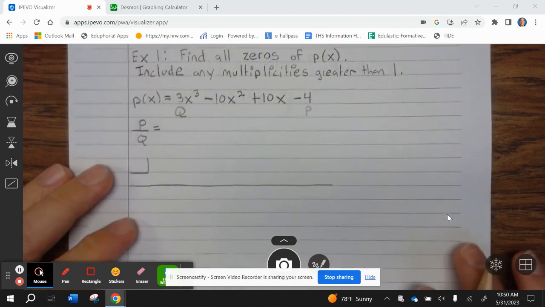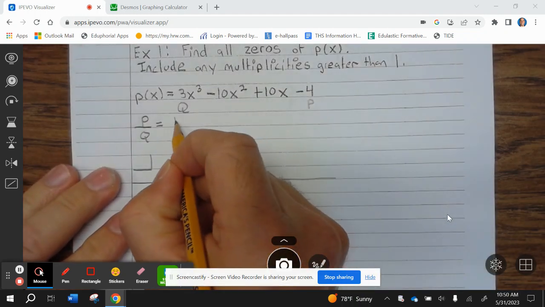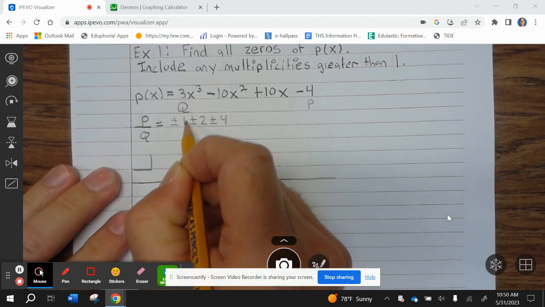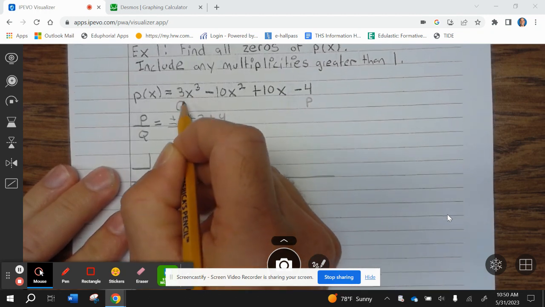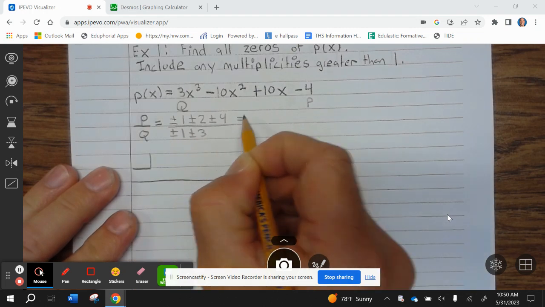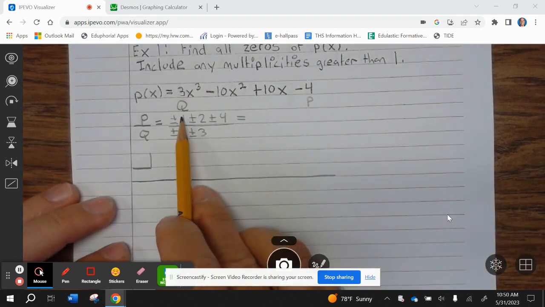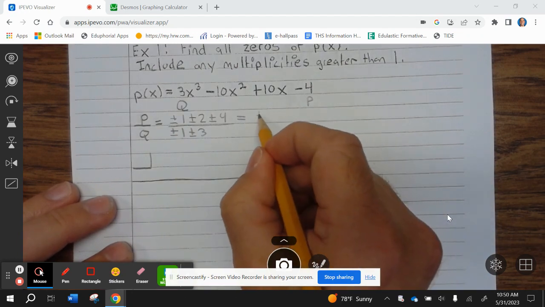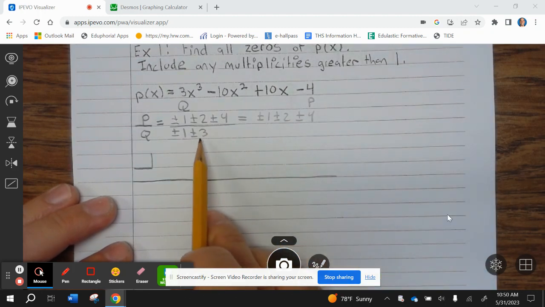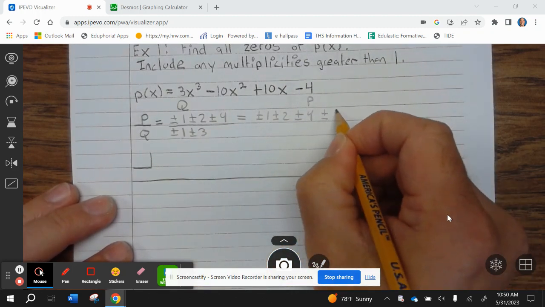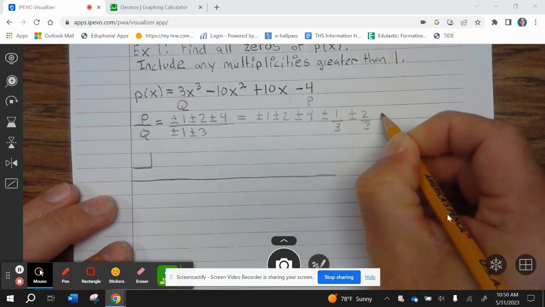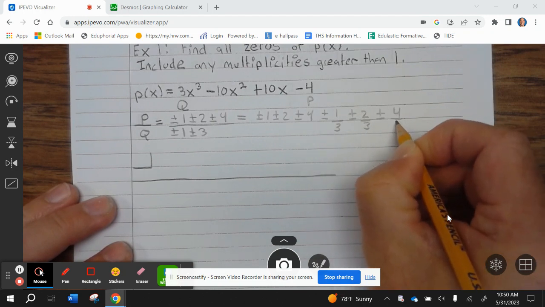All right, so again, we need to do p divided by q. So p is plus or minus 1, plus or minus 2, plus or minus 4. Q is plus or minus 1, plus or minus 3. And then again, we need to divide, so we're going to divide everything by 1, so that's plus or minus 1, plus or minus 2, plus or minus 4. But now we need to divide everything by 3. So that's plus or minus 1/3, plus or minus 2/3, plus or minus 4/3.